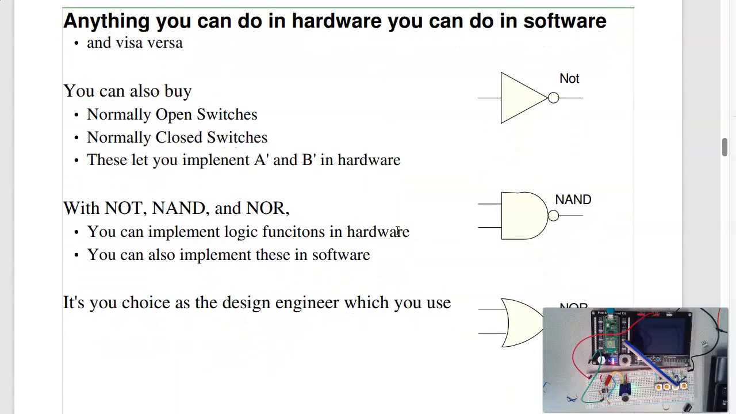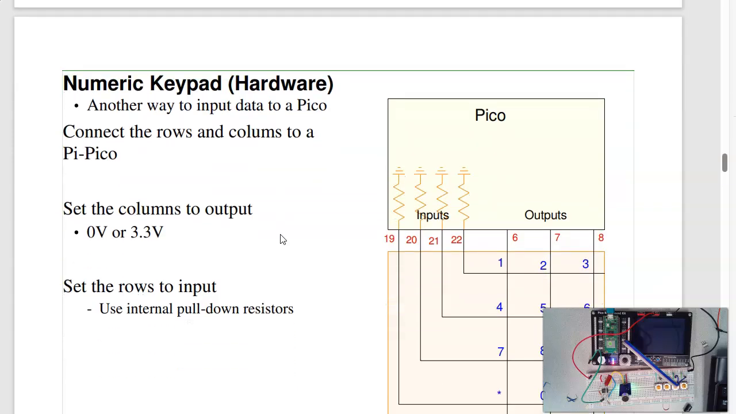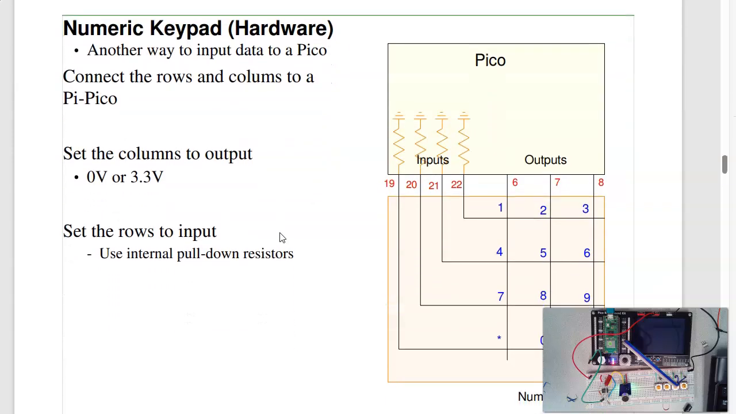And back from digital system design, if you have NOT, NAND, and NOR, you can implement any function. So I could actually do functions all in hardware, just using switches, using normally closed, normally open switches, series, and parallel. And I can do about anything. That's in hardware. Just kind of a sidelight. You can also do it in software.